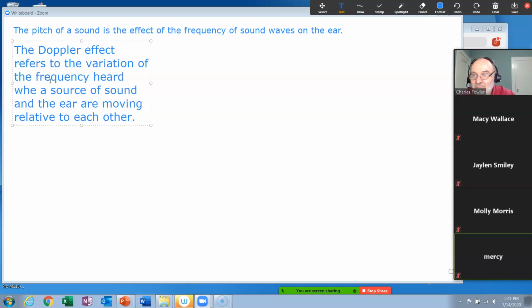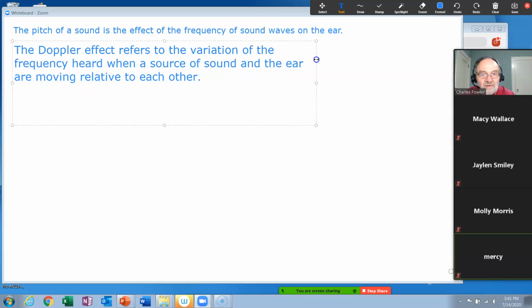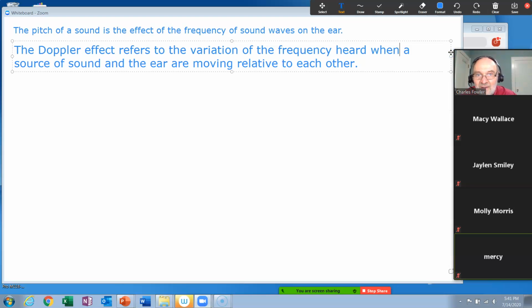Okay, missing an N there. Okay, now this is way too big of type because for some reason it just started typing bigger. And I've covered the place where I could maybe adjust it, but I'm going to leave it alone.